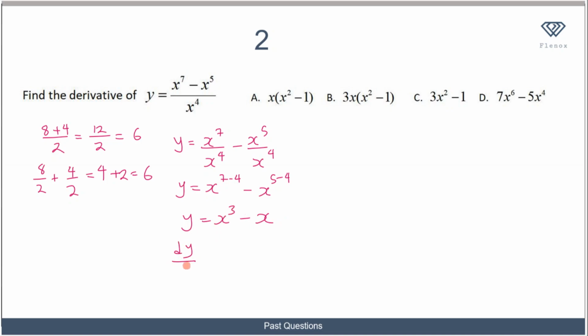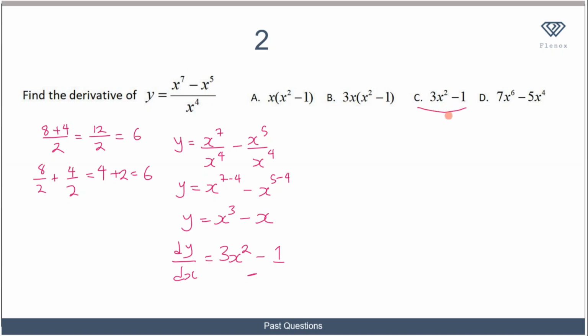So dy over dx will be equal to, I bring this 3 down, so I have 3x, and my power I reduce by 1. So 3 minus 1 gives me 2. And when I differentiate x, I just get 1. So I'm left with what? 3x squared minus 1. So as you can see, this is a very straightforward and simpler approach to follow, and that makes our correct option C.